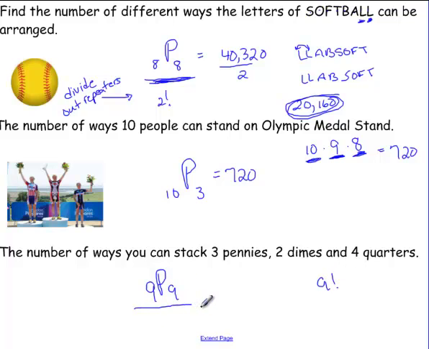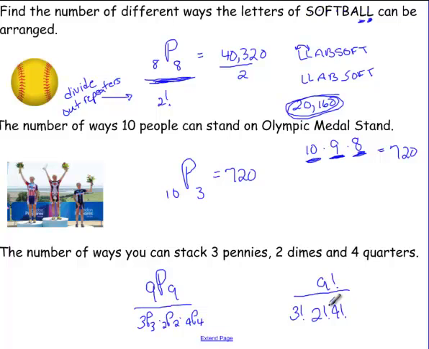Do I have any repeaters? Things that I can't tell the difference between if I switch their places. Yeah, pennies. Dimes. And quarters. Or another easier way to write that, 3 factorial, 2 factorial, and 4 factorial.